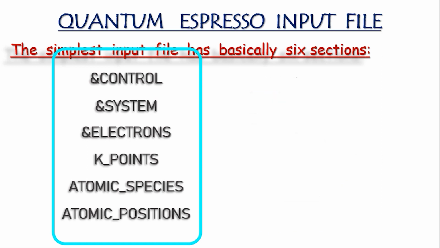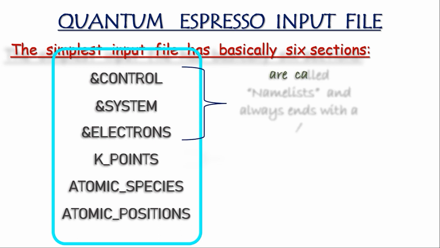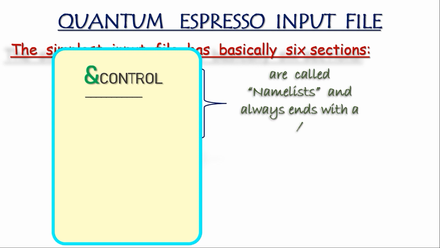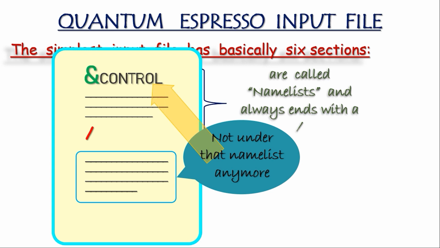Among these 6 major sections, these 3 which start with an ampersand symbol are called namelists, and they always end with a slash. Okay. There are several different namelists also, which we have not shown here because at first we really don't want to make things complicated, and we want you to understand the simplest input file at first and not bother with complication. Okay. However, just know that all the namelists will always start with an ampersand symbol and end with a slash. So it's like each paragraph will start with a point. The point might be &control or &system, and in your essay you end each paragraph with a full stop, right? So here we will end each part of the input file with a slash. Once the slash is put, after that, whatever I may write, it will not be under that namelist.